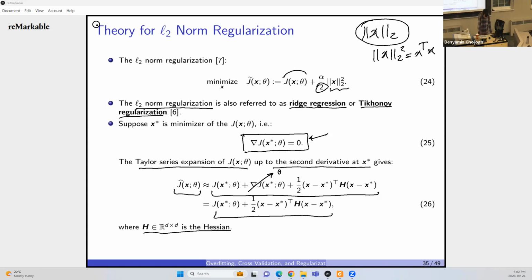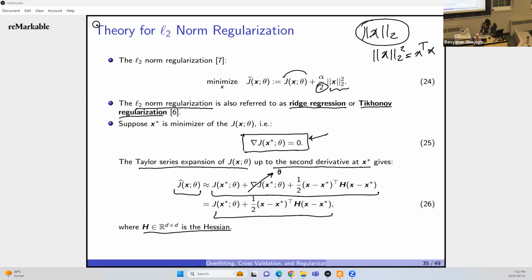Okay, now let's consider the Taylor series expansion of J, the actual cost. I denoted it by J hat. Then J hat is approximately, until second order Taylor series expansion, J plus this gradient and plus this second order term. By the way, I'm evaluating the Taylor series expansion at the point X star.